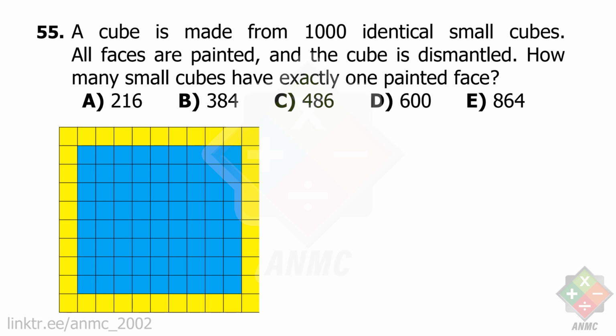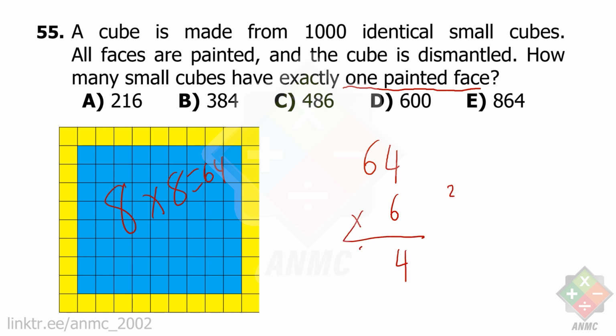In this question, we are looking for exactly one painted face. So we have 8 times 8 is 64 per face. How many faces are there in a cube? There are 6. When we multiply it, 24, we have 2, 36, 38. It is B.